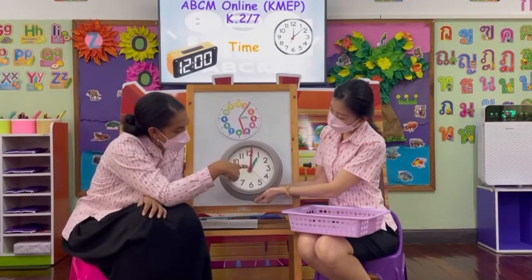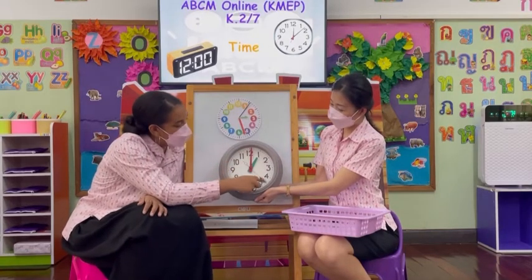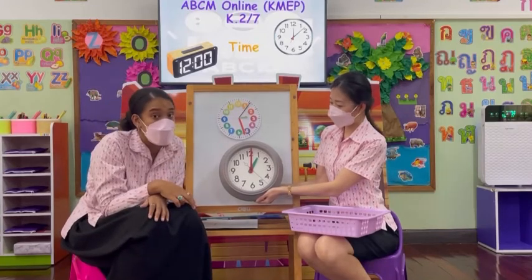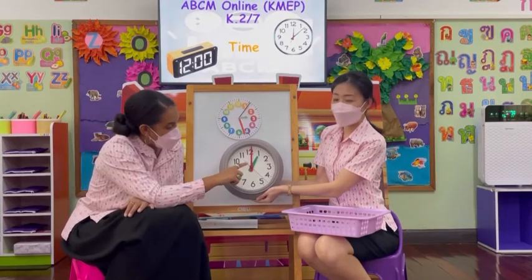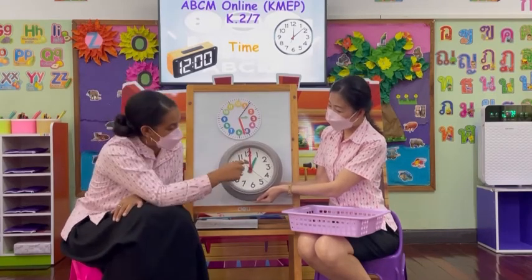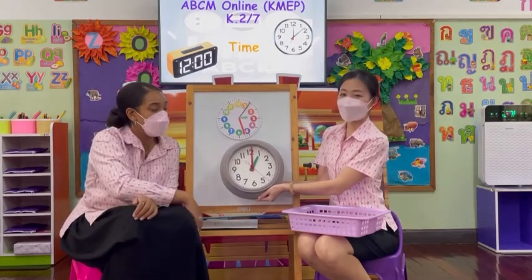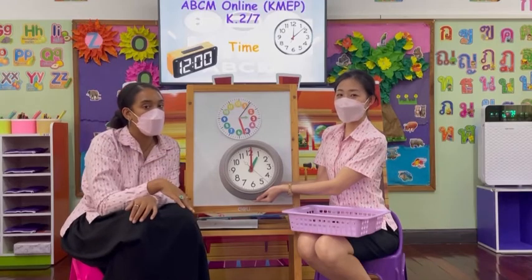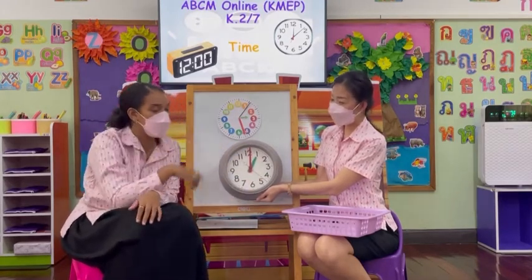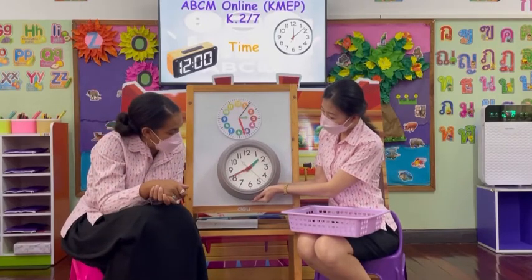Now our green hand is pointing to the number one. And if our minute hand goes round one more time, what number do you think our green hour hand will point to? So we have our long minute hand pointed up to the number 12 and our hour hand pointing to the number one. Now this is 1 o'clock. Now if our minute hand moves around one more time, what time does our clock show?